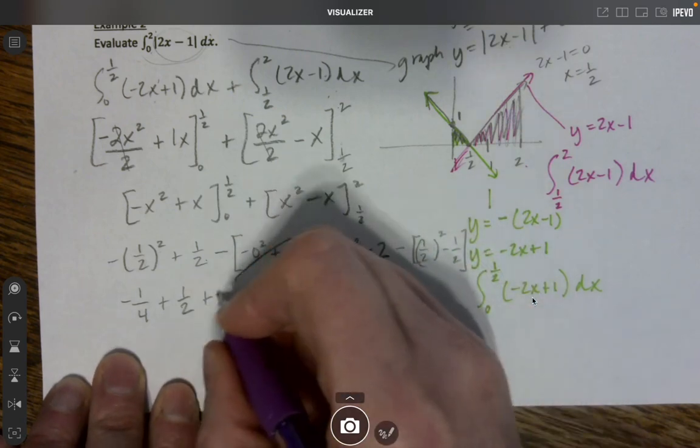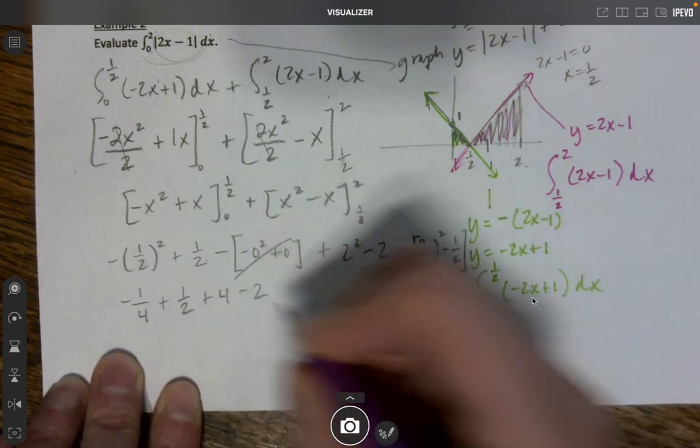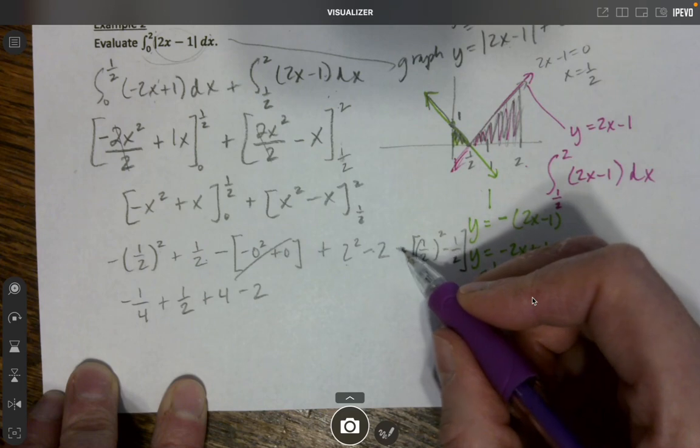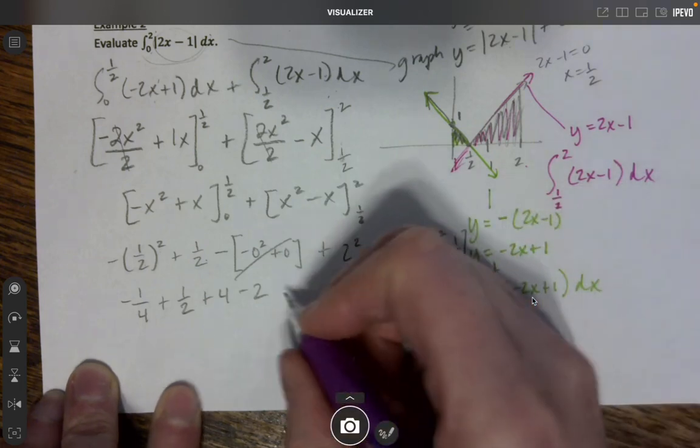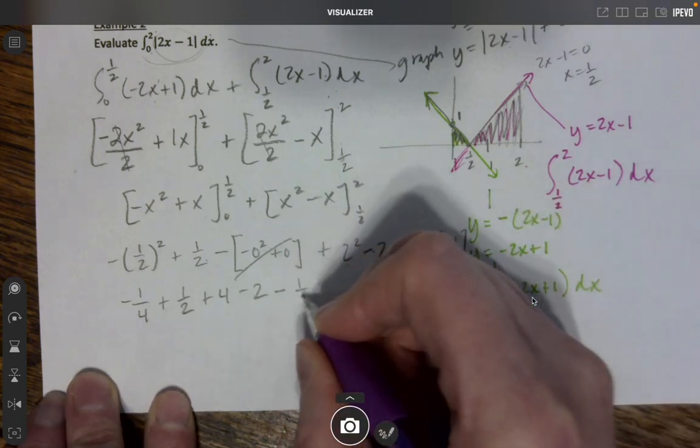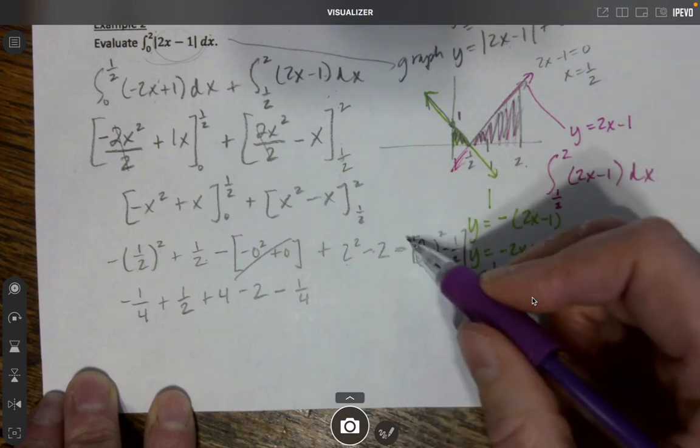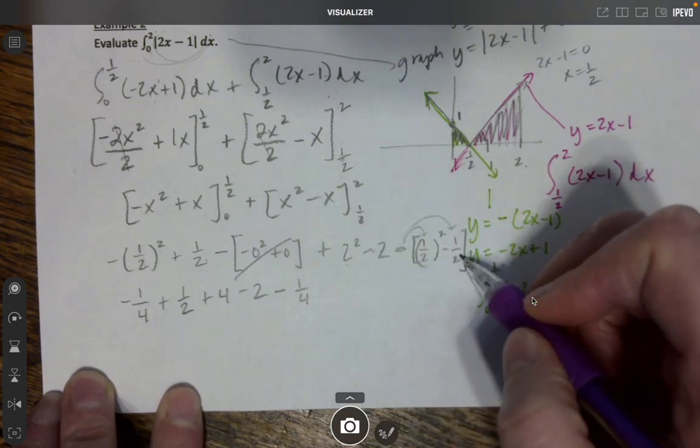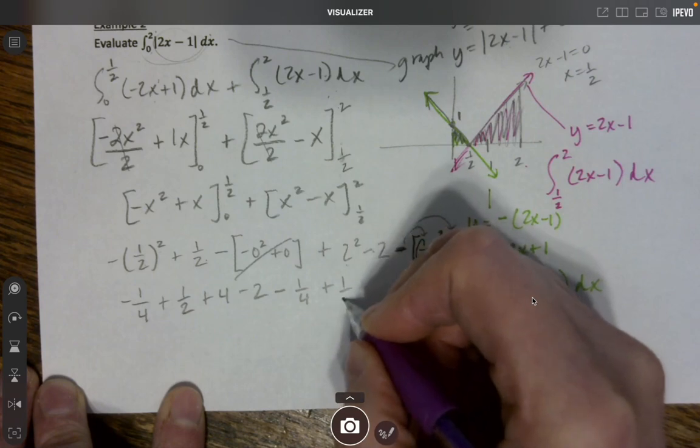This is going to be a +4 and a -2. Let's see, this is going to bring a minus to this 1/2 squared. So that'll be a -1/4. But then my minus also gets distributed to this 1/2 right here. So it's going to be a plus 1/2.